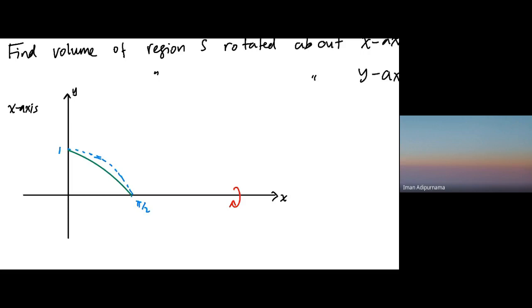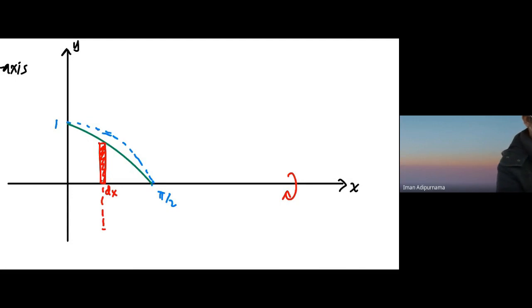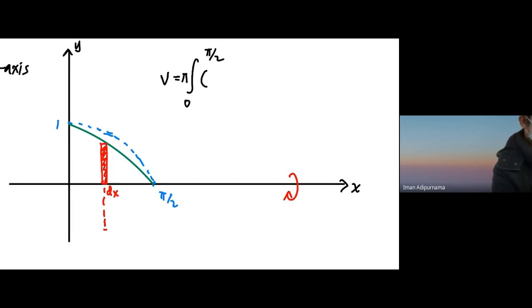At least from here, if you are going to rotate this region through the x-axis, I think we can just use the normal disk method, right? So we can have dx here, and just rotate and make a disk. So we can use the volume equal to pi, integral from 0 to pi over 2. The function is cos squared x, and then squared, dx. And the problem now is to calculate this integral.